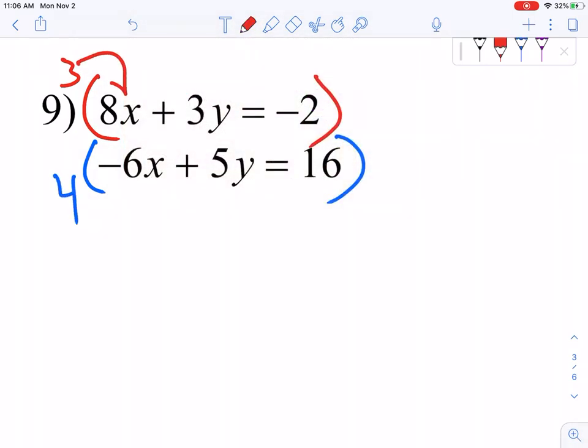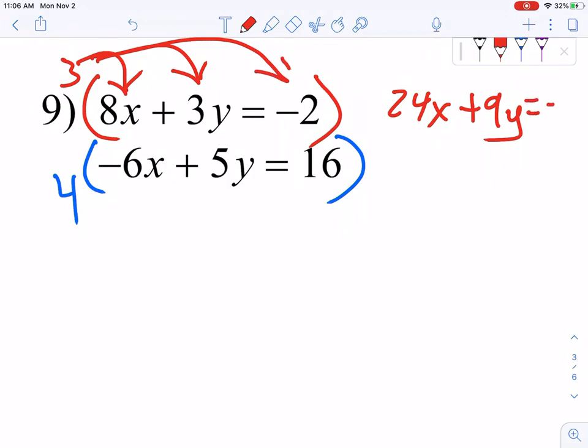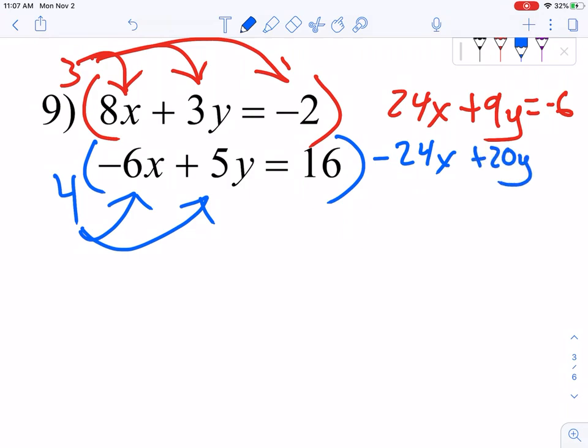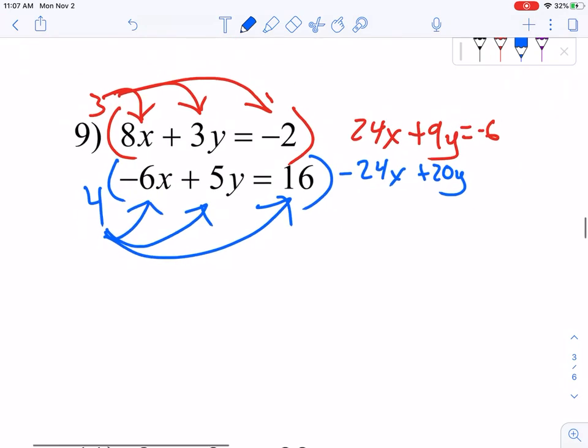So if I say 3 times 8x, I'm getting 24x. 3 times 3y, I'm getting 9y. And 3 times negative 2, I'm getting negative 6. For my bottom equation, 4 times negative 6x, negative 24x. 4 times 5, positive 20y. 4 times 16, we'll be working with a positive 64. And then we have terms that we could combine.